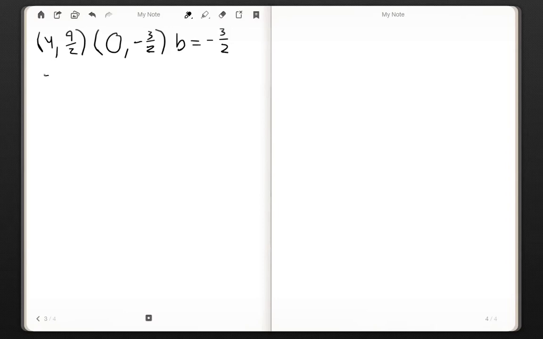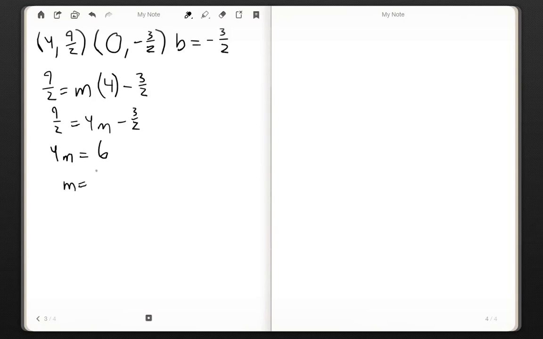Let's use this point right here. Y equals, so once again, m is what we don't know. m times x minus 3 over 2. Solve for this, we'll get 9 over 2 equals 4m minus 3 over 2. 4m will equal 9 over 2 plus 3 over 2, that's 12 over 2, which is 6. So m will be 6 over 4, which is 3 over 2. And now we can write our equation. Y equals 3 over 2 x minus 3 over 2.